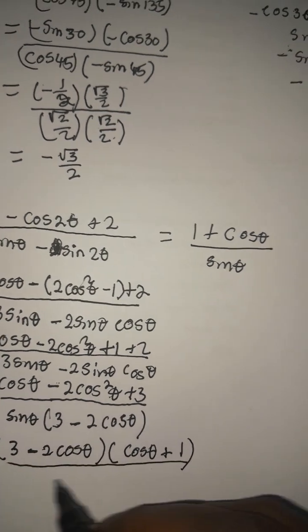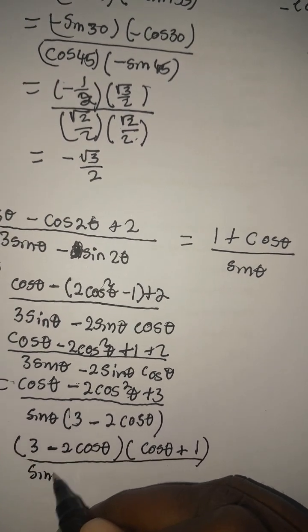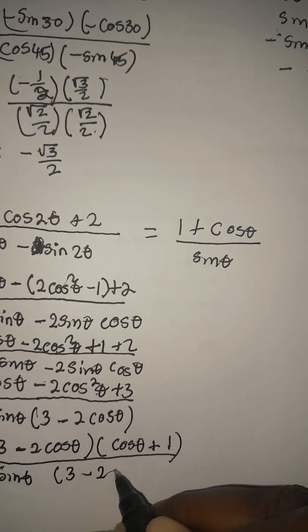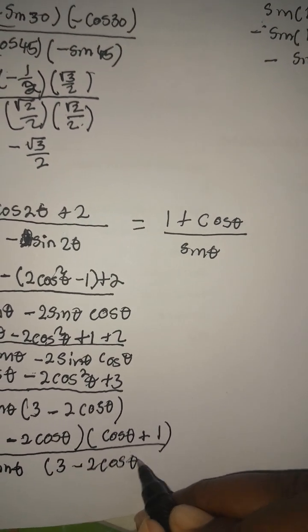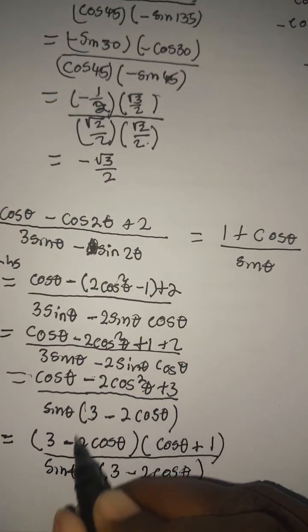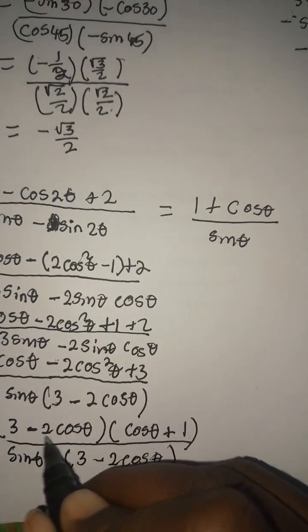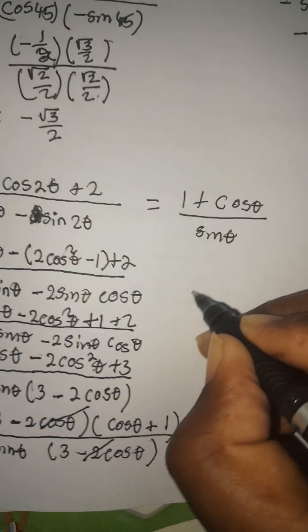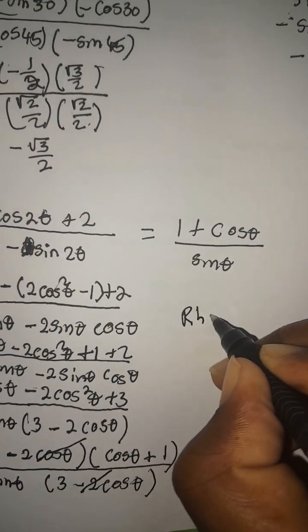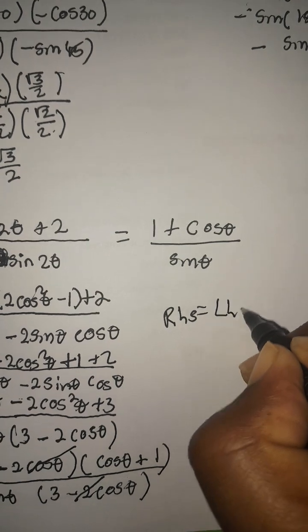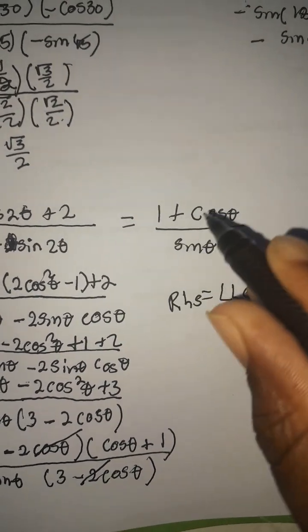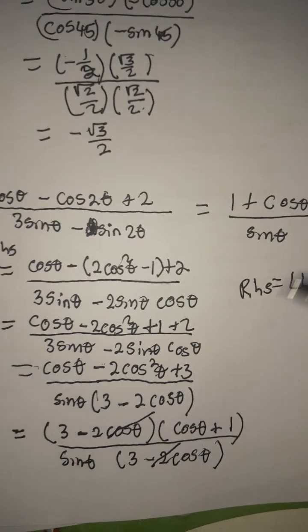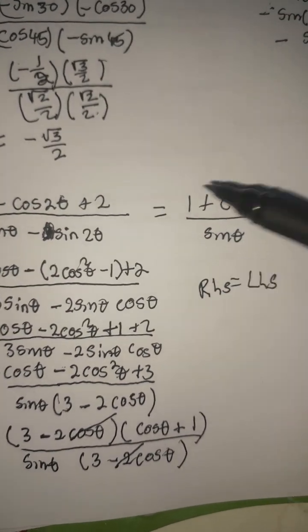So we have sine theta here. We also have 3 minus 2 cos theta at the denominator. We can see we have similar brackets. What do we do with those similar brackets? We'll have to cancel them. So meaning that on the right hand side and the left hand side, we have the same thing, which is 1 plus cos theta divided by sine theta. So we have proven this.